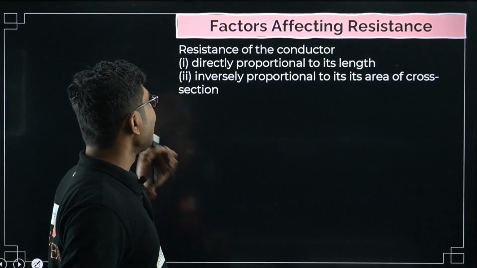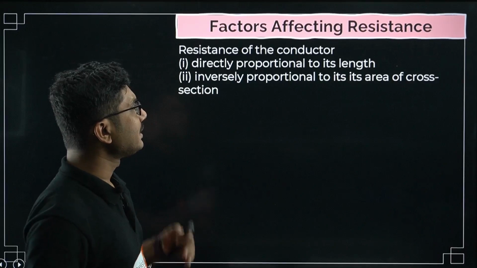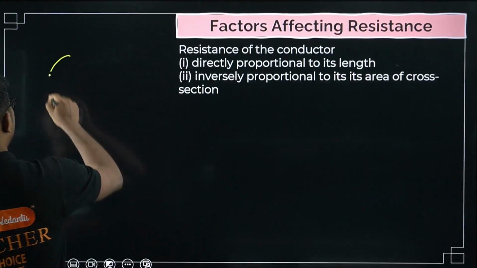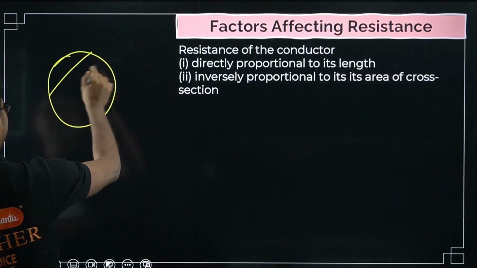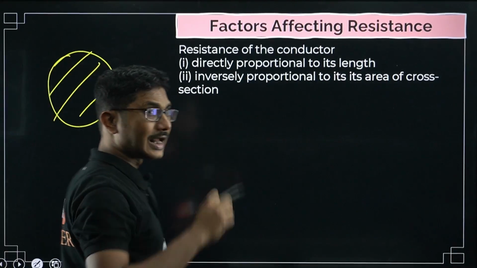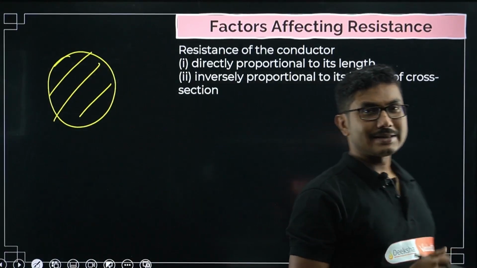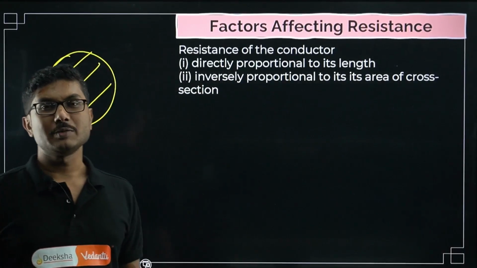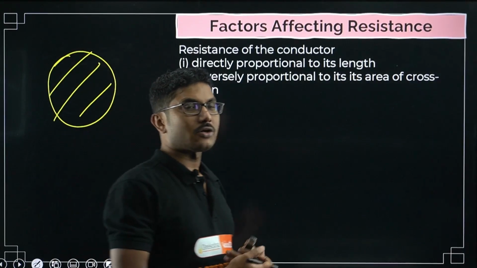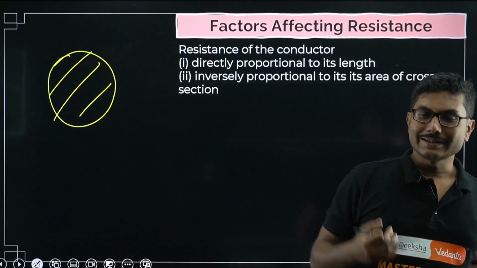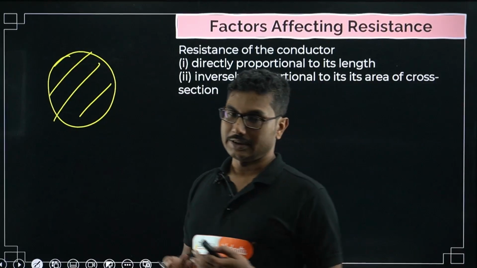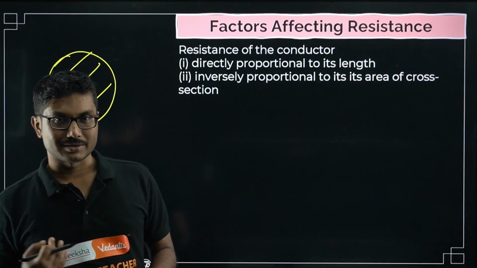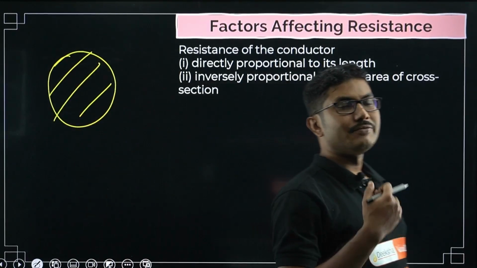What else? It is inversely proportional to its area of cross section. Area of cross section means, if you see it from the side, whatever area it has, that is called the area of cross section, and it is inversely proportional. Inversely proportional means higher the cross sectional area, less will be the resistance. Inverse means the more one quantity is, the less the other quantity is, right? So that is called inversely proportional.